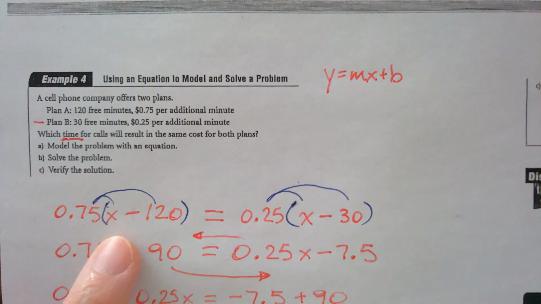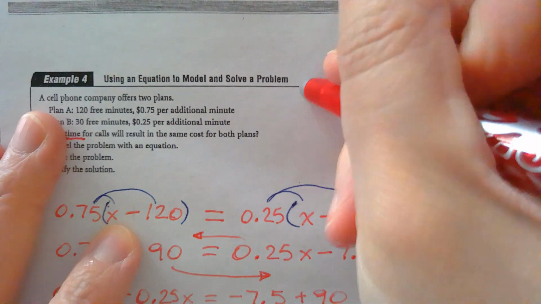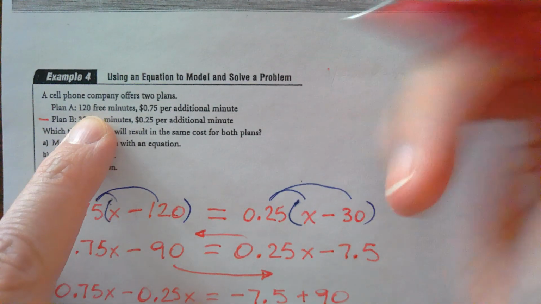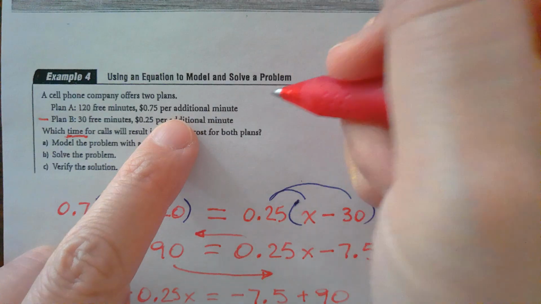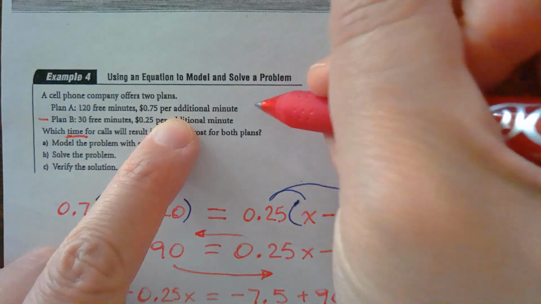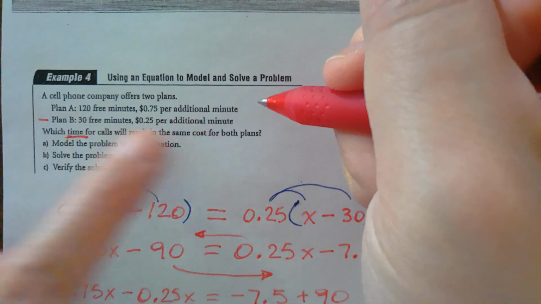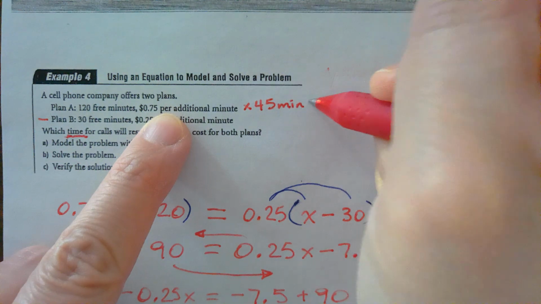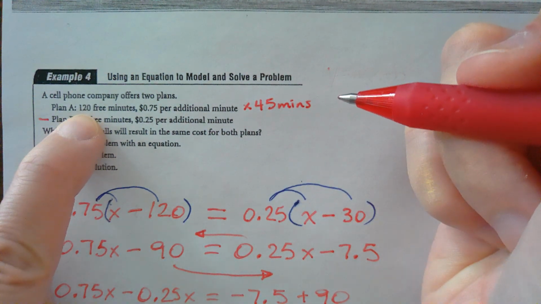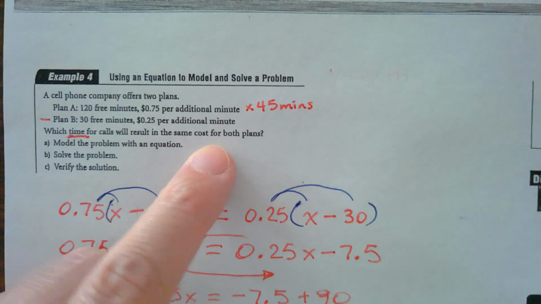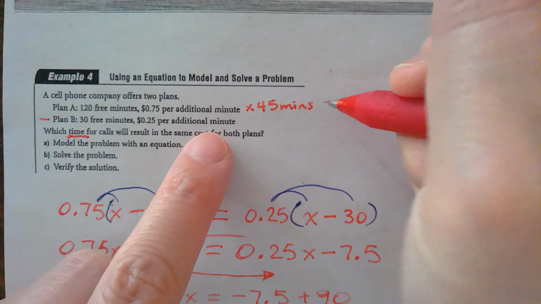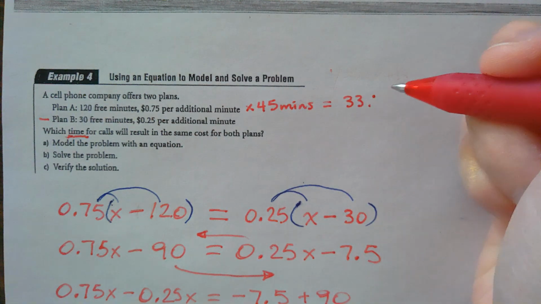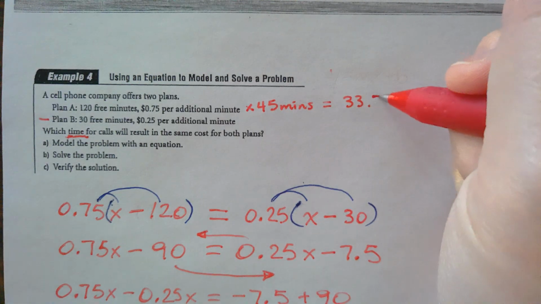Alright, so let's say for this one, the first plan, as Zachary said, 165 minutes. If I get 120 free, that means how many minutes did I talk over? 165 minus 120, 45 minutes. Right? 165 minus 120. So 75 cents times 45, I get $33.75.